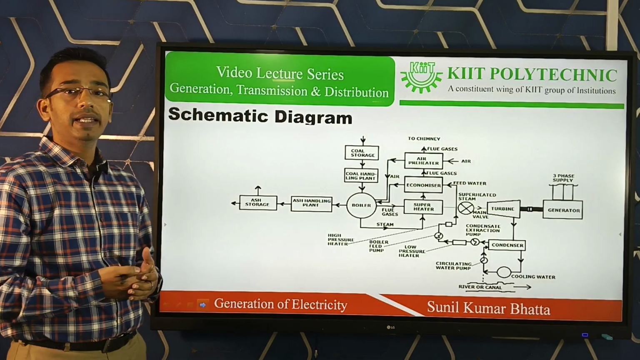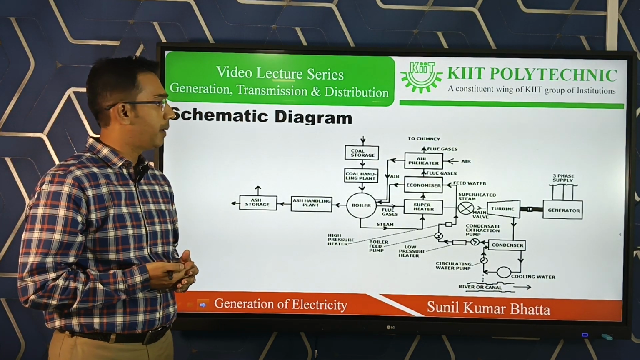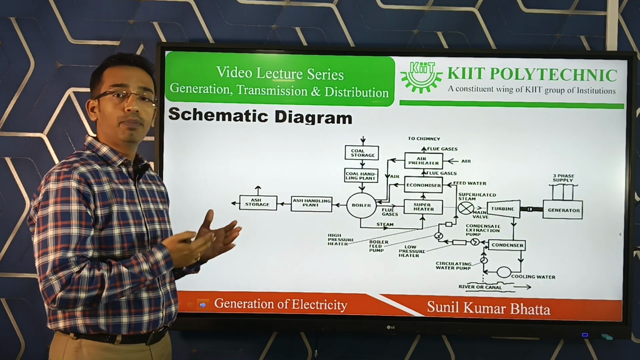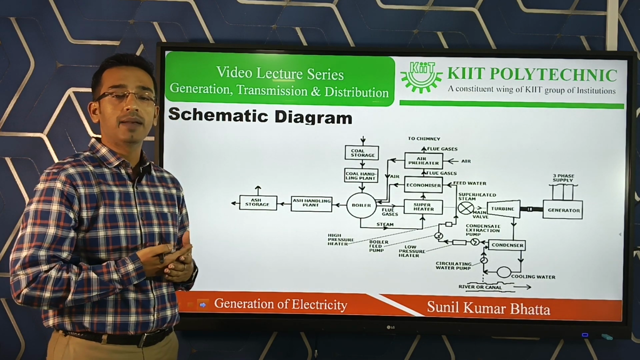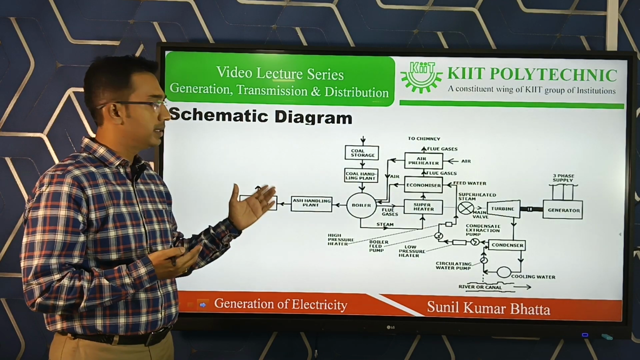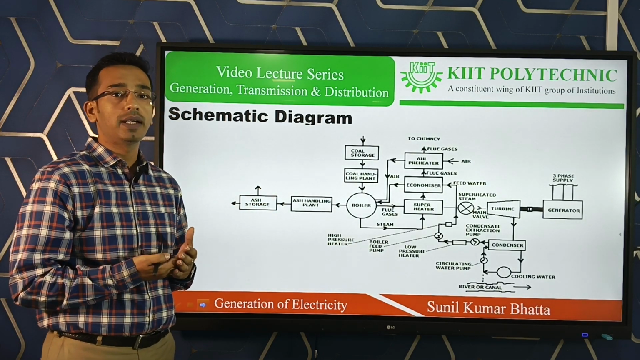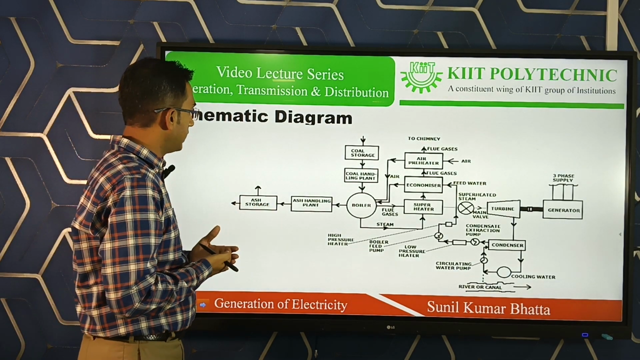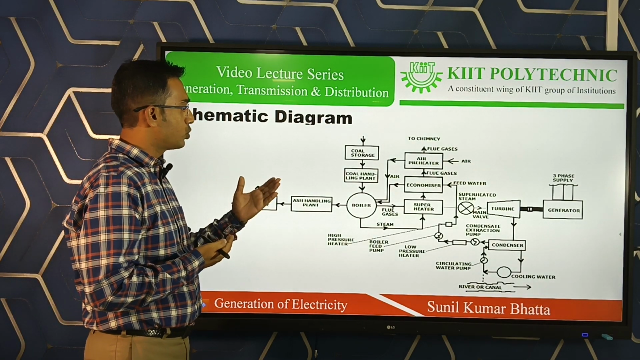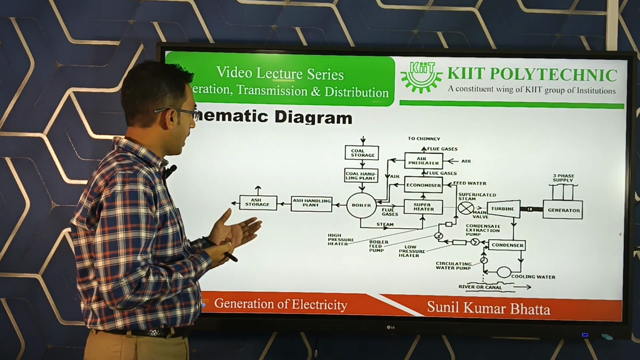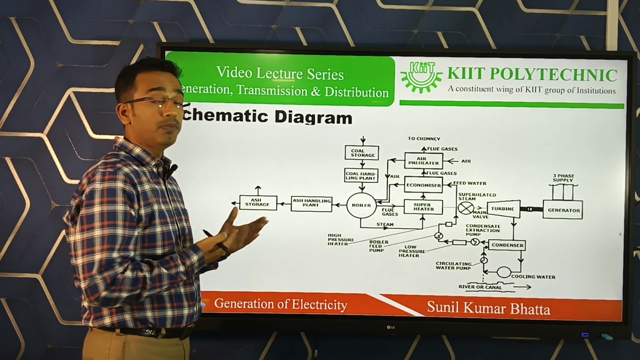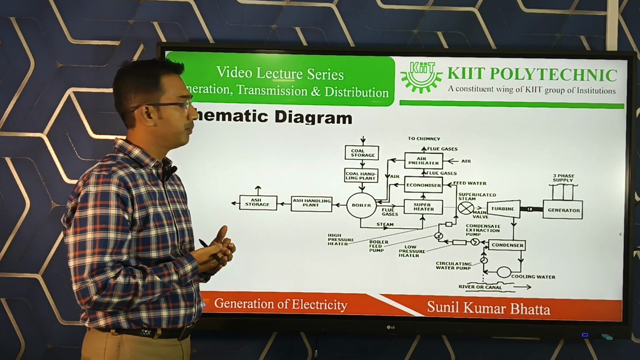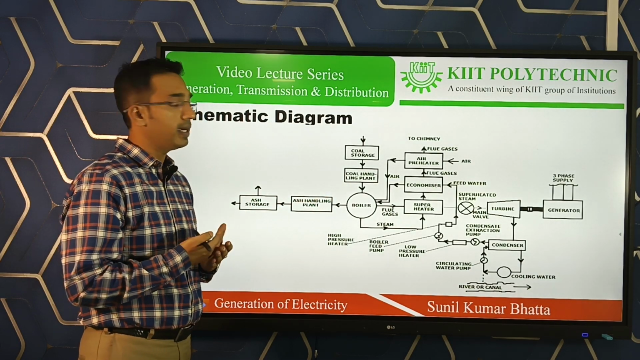Coming to the next slide. This is the schematic diagram of the thermal power plant. This is a very important diagram, and here the different parts are shown, and by these different parts the thermal power plant operates. The main important parts you can see are the coal storage, then coal handling, then ash storage, ash handling. The important part here is the boiler. The boiler is in the center, you can see in the diagram. We will discuss each part.